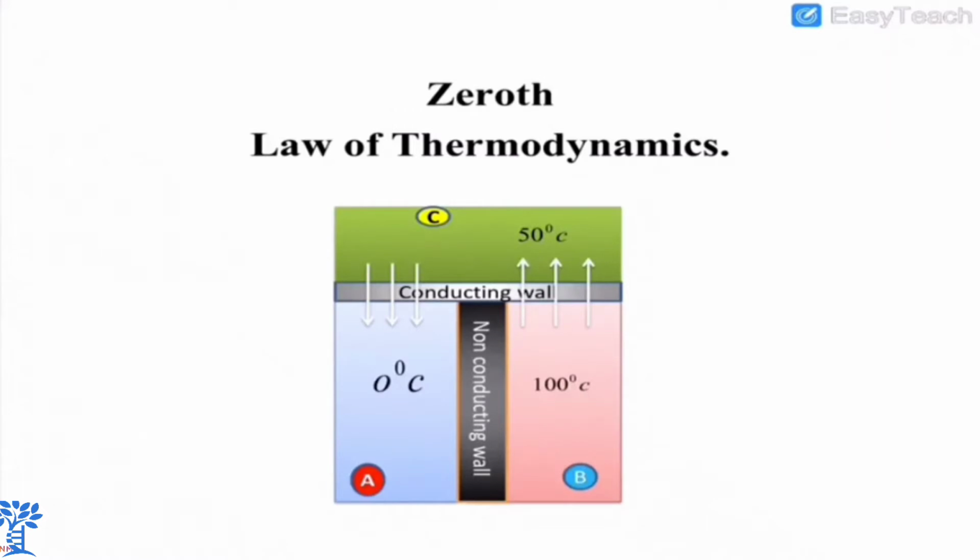of zeroth law. Here I am considering three systems named A, B and C. There are two types of wall: A and B are separated by a non-conducting wall. A and C, and also B and C, are connected by a conducting wall. Conducting wall means they allow the passage of heat. Non-conducting wall means they do not allow the passage of heat between the systems.